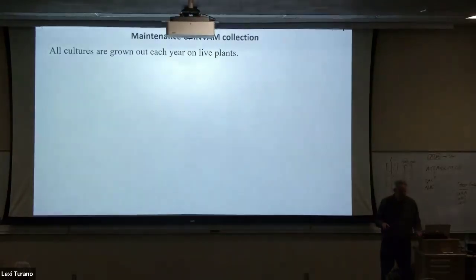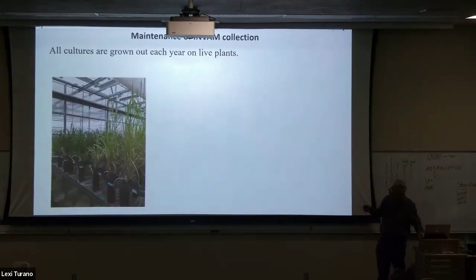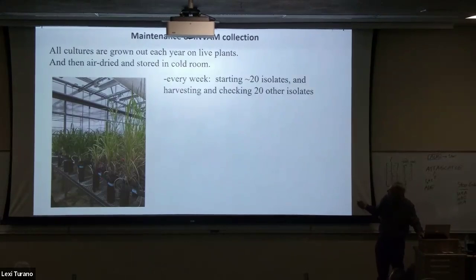And we rescued it initially with funding from the National Science Foundation. But just to go through what we do, every culture is grown out each year on live plants. So this is what that greenhouse operation looks like. That means they're then air dried, stored in the cold room. And so every week we're starting about 20 isolates in these 20 pots, and then we're harvesting 20 pots and checking that they're the same spores as what is supposed to be there.